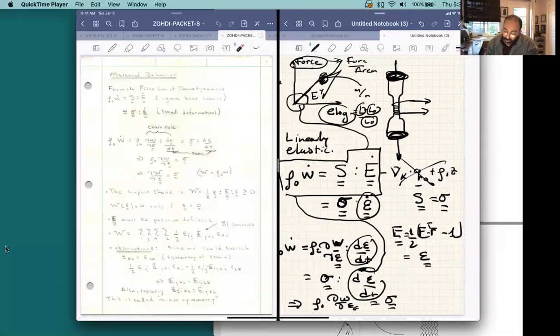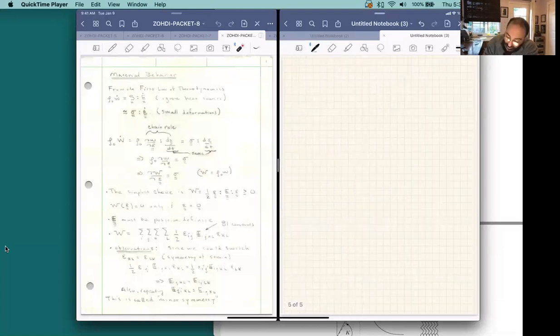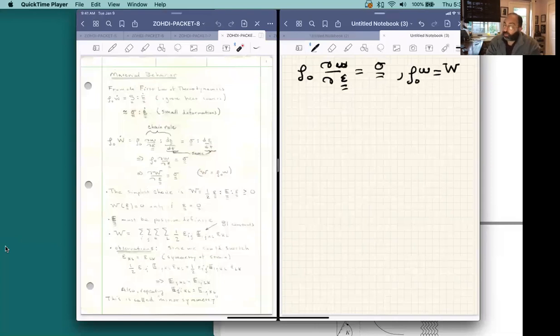Okay, so here's how we're going to use that concept. Basically, what that statement says, again, written here, is partial of W with respect to epsilon. So what that means is this is the stored energy per unit mass, and this is equal to sigma. And what we're going to introduce is the so-called concept of the stored energy per unit volume. So if I take the density and I multiply it times the stored energy per unit mass, I can rewrite this unit-wise as the stored energy per unit volume.